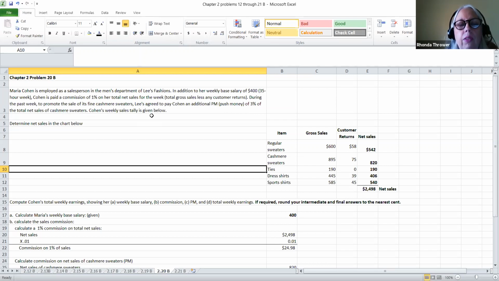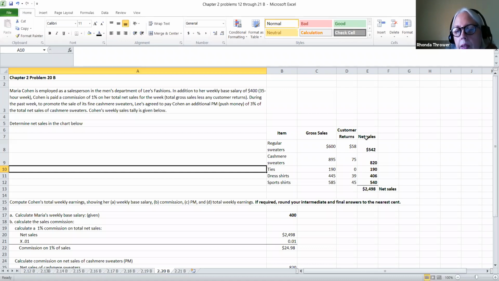Cohen's weekly sales tally is given below. So here's what they gave to you in this problem. They gave you the items that were sold. They gave you the gross sales of those items, and they also gave you the sales return. What you have to do is you have to figure the net sales.